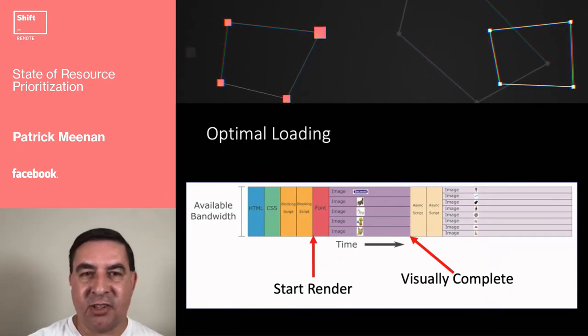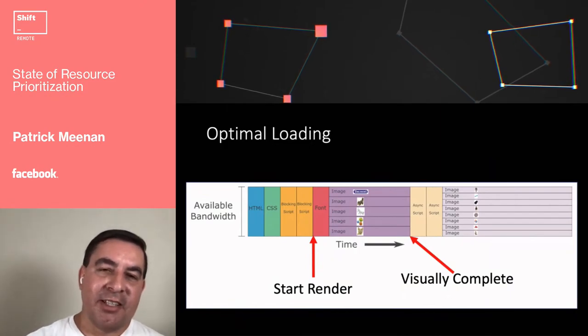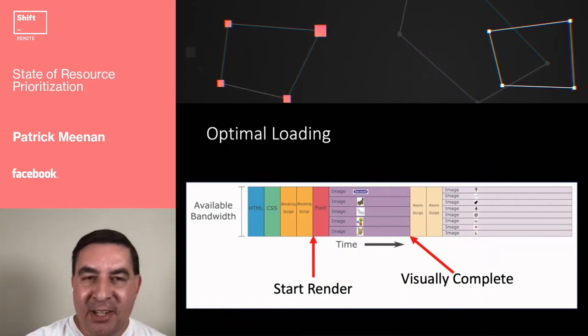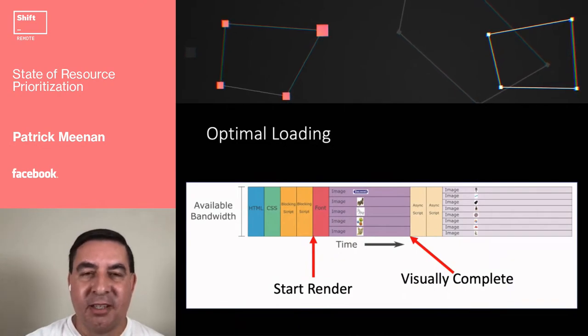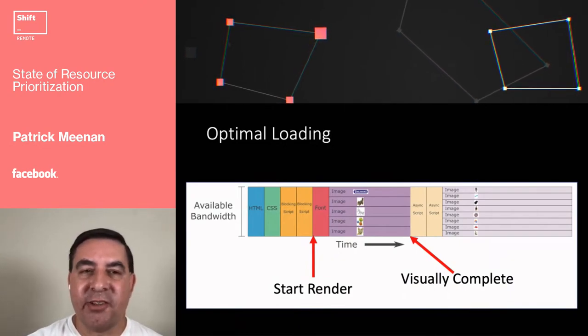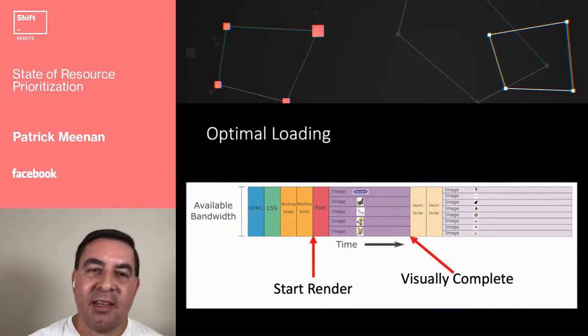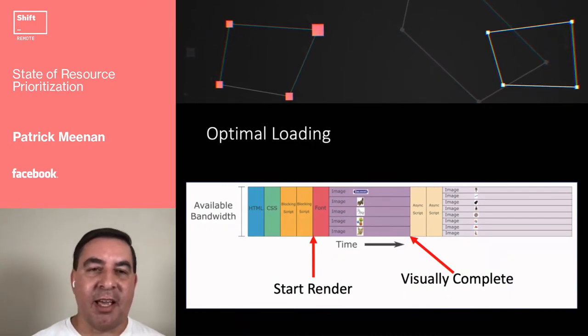And so in this graph, the vertical, it's a pipe, if you would. So the vertical part of the graph is how much of the bandwidth is being used by any one resource at a time. And then left to right is over time.